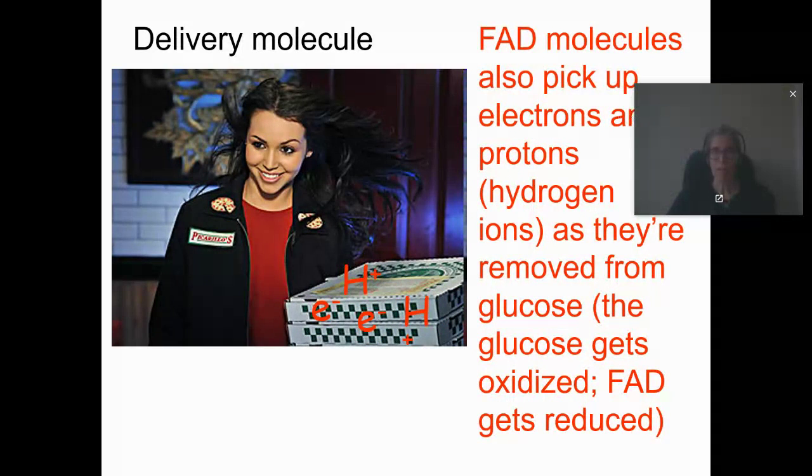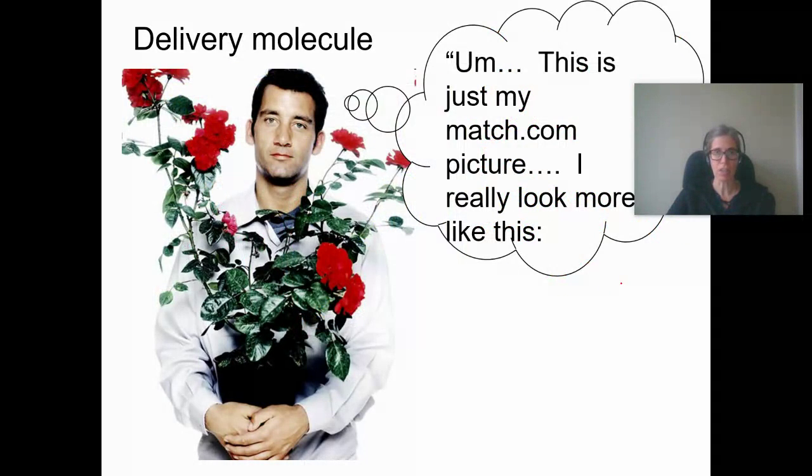So FAD molecules also pick up electrons and protons from glucose. So glucose is again getting oxidized, FAD is getting reduced. So let's look at what that actually looks like. They don't really look like that. They actually have molecular structures.